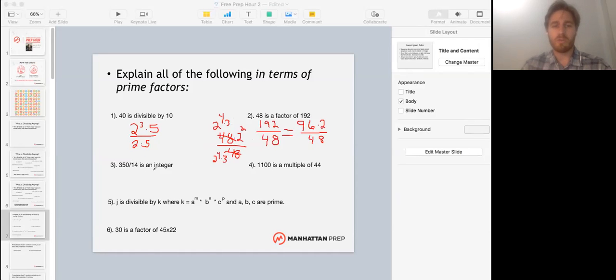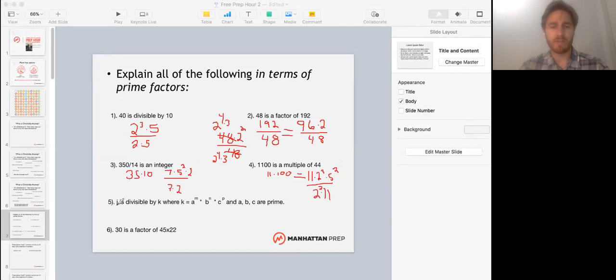Okay, 350 over 14. 35 times 10 for 350, which breaks down to 7 times 5 squared times 2 over 7 times 2. 1144 is 11 times 100, which is 11 times 2 squared times 5 squared, over 44, which is 2 squared times 11. Everything on the bottom is on top.